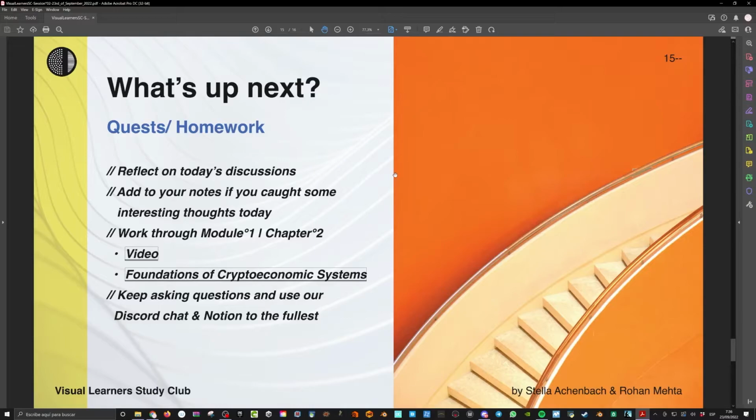Add to your notes if you caught something interesting, right? So if you think there's something of value, like the roadmap or stuff, I'm going to upload this to the Google Drive. I'm going to share this in our chat, so you can watch this session again, review the slides again, and also our very own token engineer journalist, Rohan, is going to type a little summary into the Notion as well.